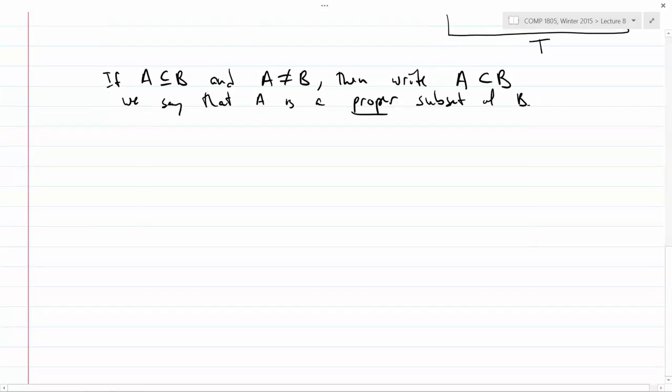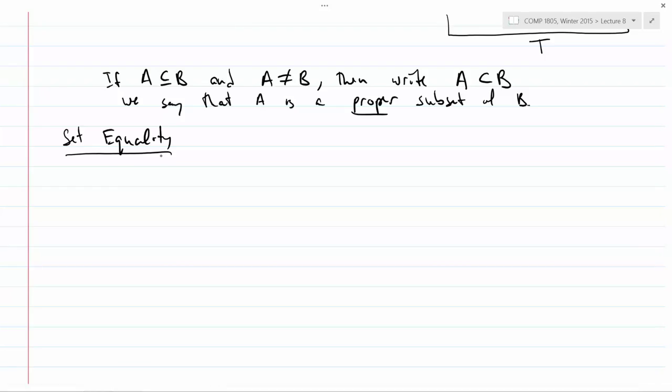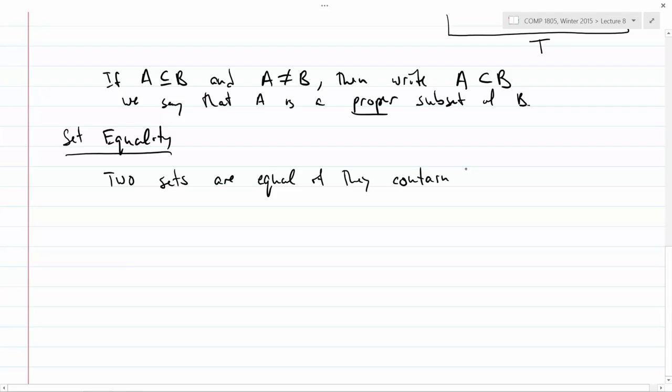All right, so now that we've talked about subsets, we need to talk a little bit about equality. And you'll notice when I defined proper subset, I sort of let this slip in. I said, if A does not equal B, but I never said what it meant for two sets to be equal. As you might expect, two sets are equal if they contain the same elements. So that shouldn't be too surprising.